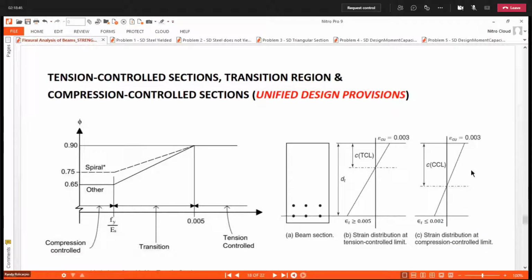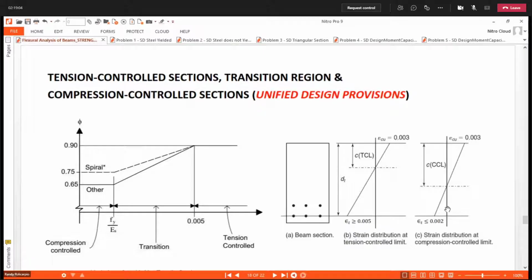Whereas kapag compression controlled ka, look at here, yung ating neutral axis mas malalim. Okay? Mas malalim, so mas maraming concrete ang kailangan.